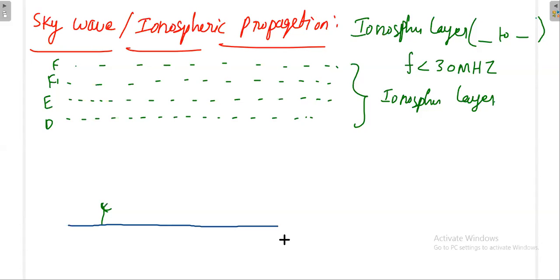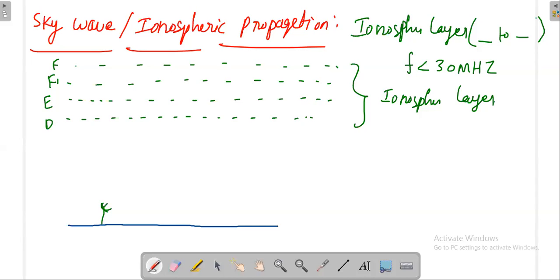If you are pointing your signal towards the ionospheric layer, say the signal goes like this, and it comes like this to the receiver. Again, one more antenna is there. This is like a transmitting antenna, and this is like a receiving antenna.